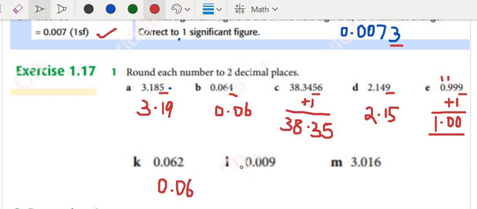And similarly here we see the third decimal value is greater than 5, and you can add 1 here, so the answer will be 0.01. And for the next one, you can see the third decimal place is also greater than 5 here, so the answer is 3.02.